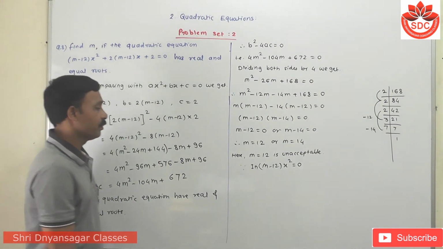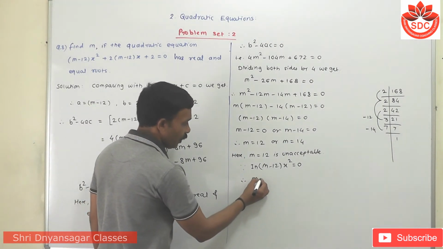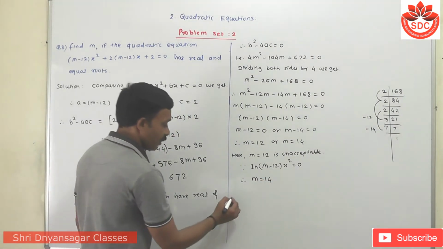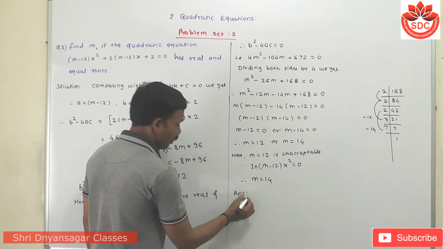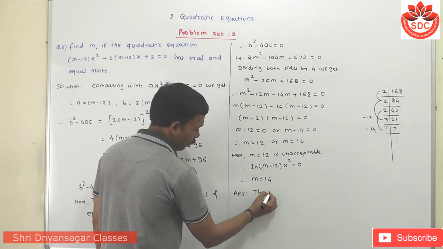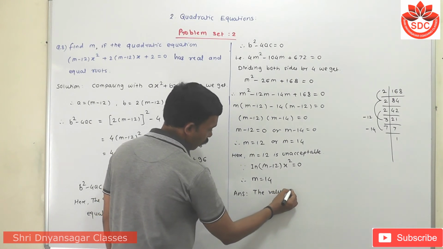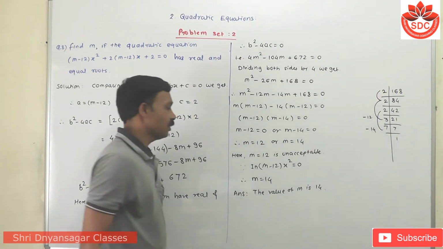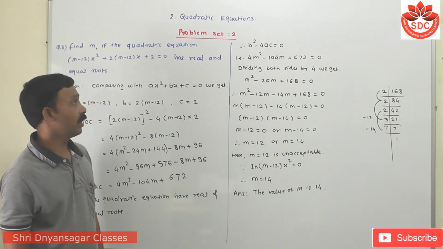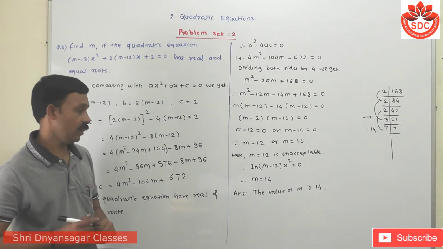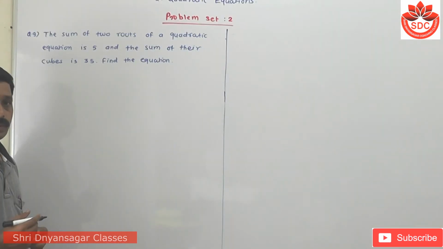Then therefore the value of m is equal to how much? 14. That means the answer in a full sentence: now you have to find out the value of m here. Therefore the value of m is 14. That is, this is the root of the given quadratic equation when the roots are real and equal. Okay, we take the next question.